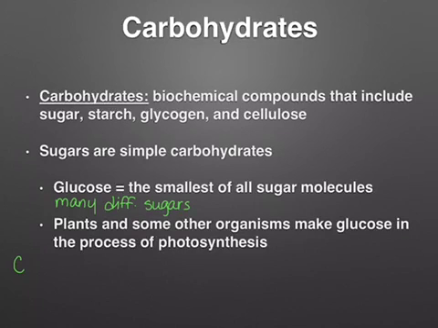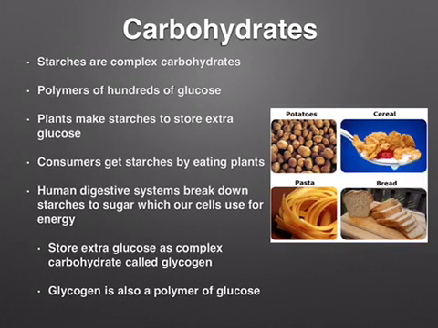Most sugars, when you look at their name, like glucose, end in OSE. Another type of sugar that you maybe have heard of is fructose, as in high fructose corn syrup. So the OSE is a hint that you're talking about a sugar. Plants and some other organisms can make glucose through the process of photosynthesis. And so glucose is a basic building block of carbohydrates.